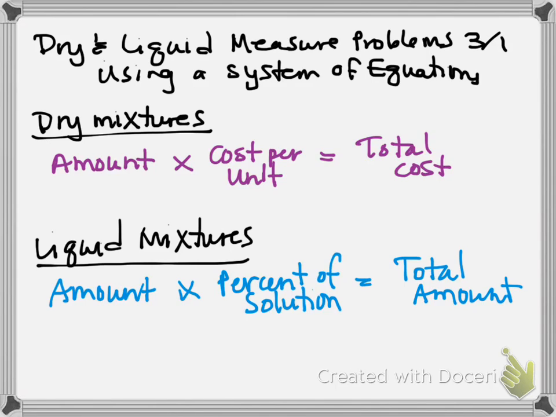All right, so we're going to do two examples. We're going to do a dry mixture. We did this before, but we only used one variable, so now we're going to do it a second time using two variables for our two unknowns. And then we'll do a second example, and that second example will be on liquid mixtures. I don't know how much space it's going to take for you, because, again, we have to give you some information. So let's do the first one.